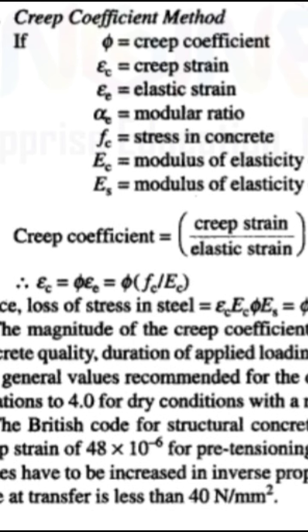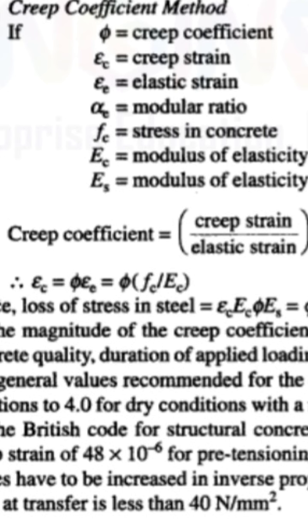That is also equal to phi into fc divided by ec. Phi is the creep coefficient, fc is the stress in the concrete, and Ec is the modulus of elasticity of the concrete. Okay, so finally, what we have to determine is the loss of stress in the steel. You have to find it.